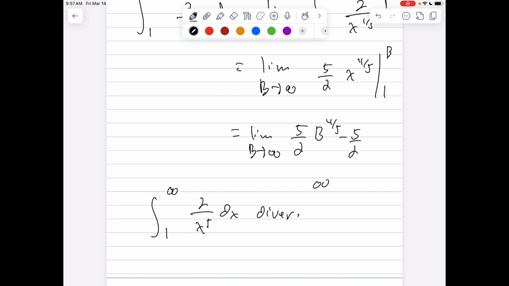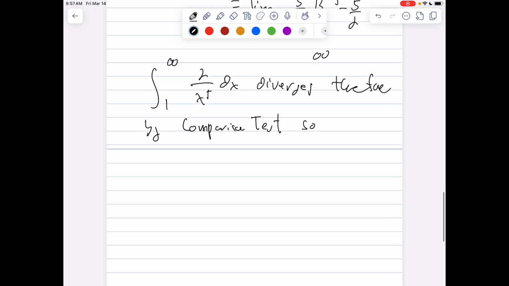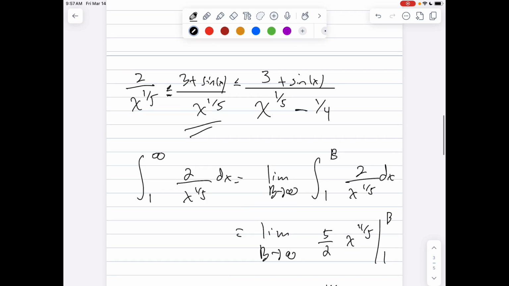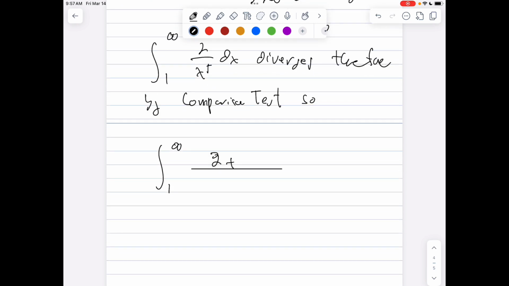And therefore, by the comparison test, so does the other one you were comparing to. So the integral from 1 to infinity of (3 plus sine x) over (x to the 1/5 minus 1/4) is going to diverge. Okay, nice.